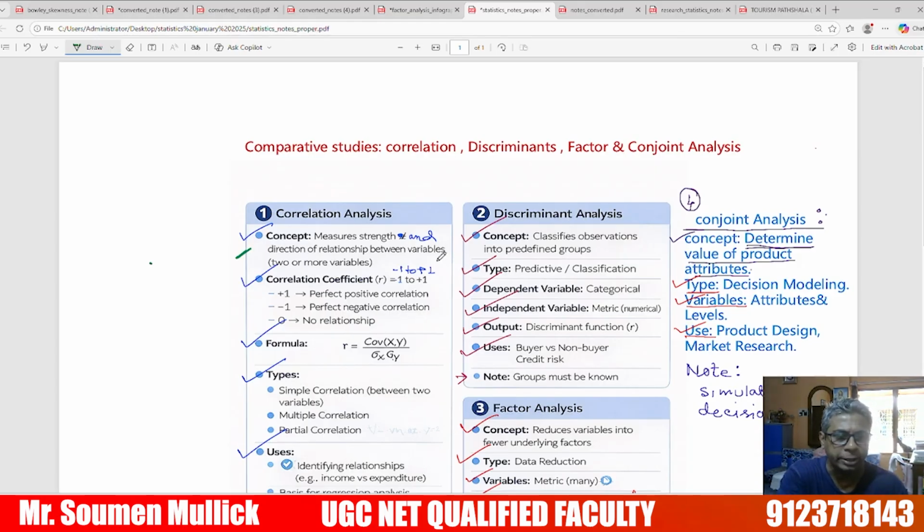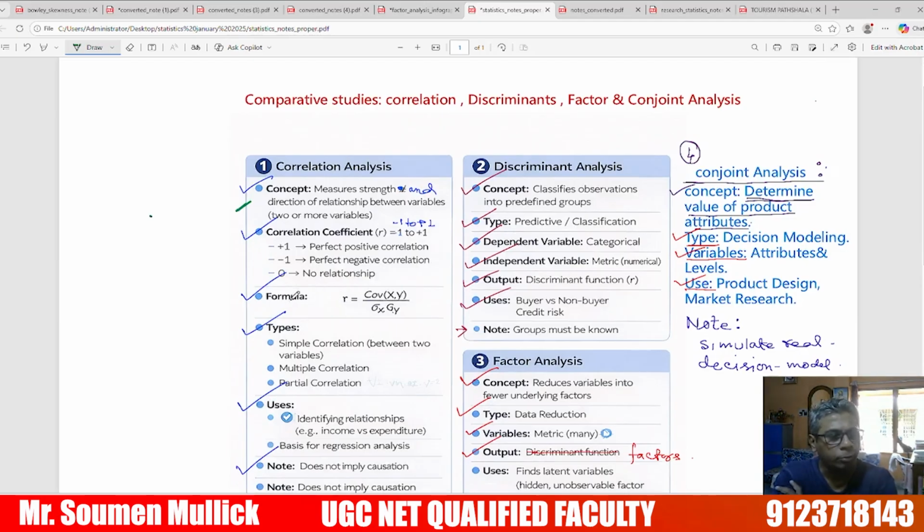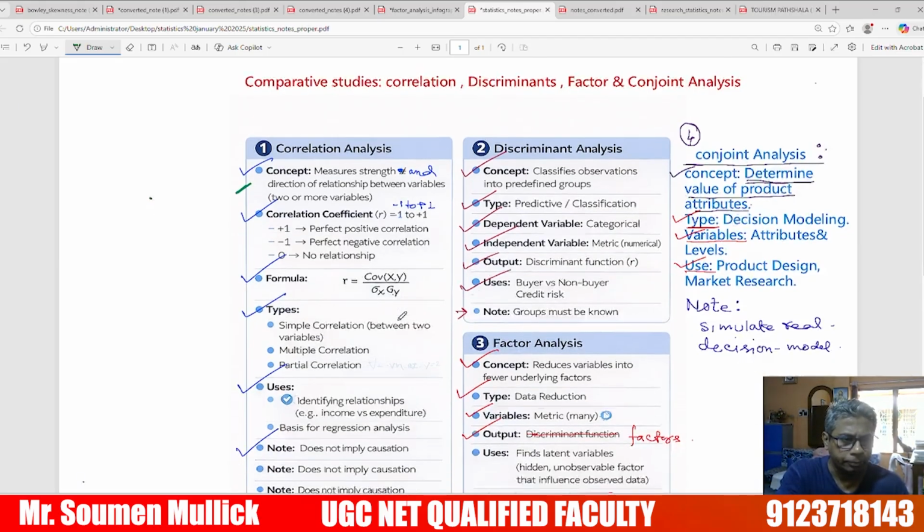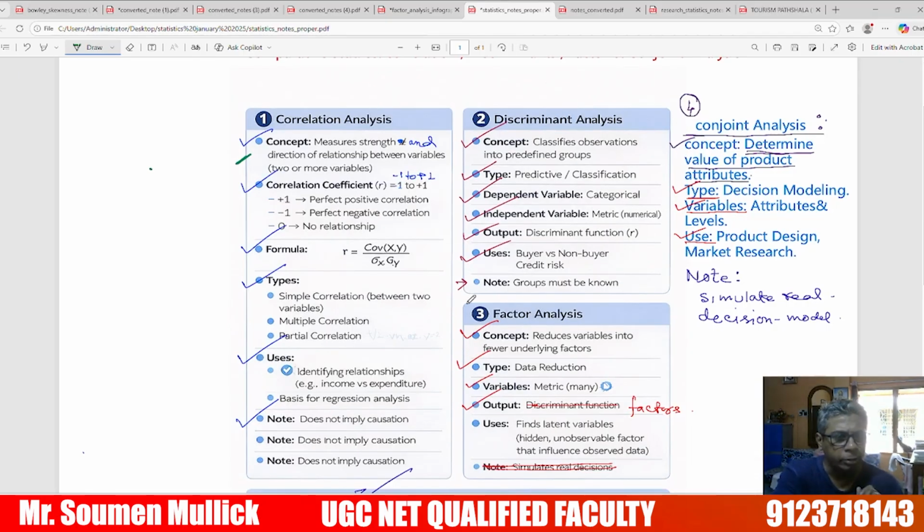Correlation coefficient range is -1 to +1. What is the formula of the correlation coefficient? COV(x,y) divided by σx into σy. What are the types of correlation analysis? The simple correlation, multiple correlation, and partial correlation.